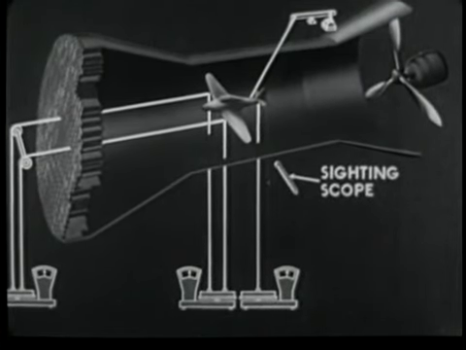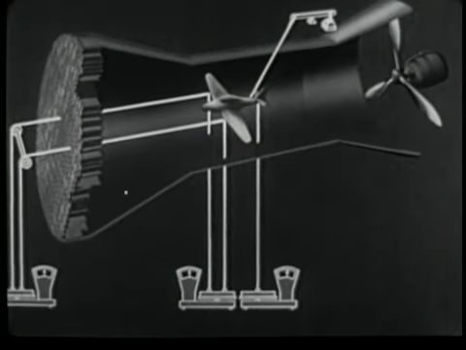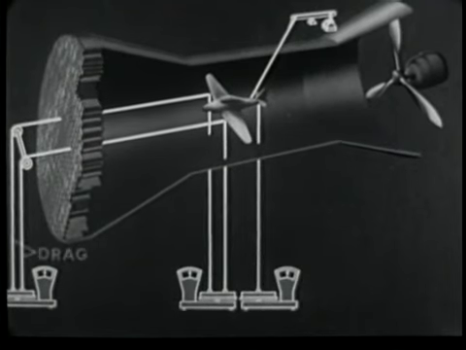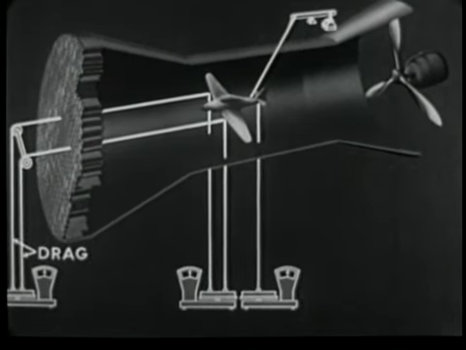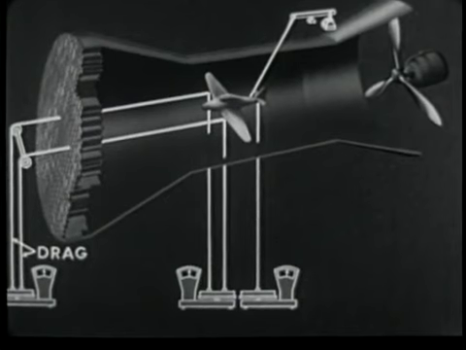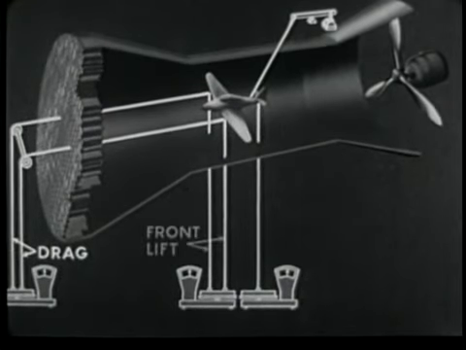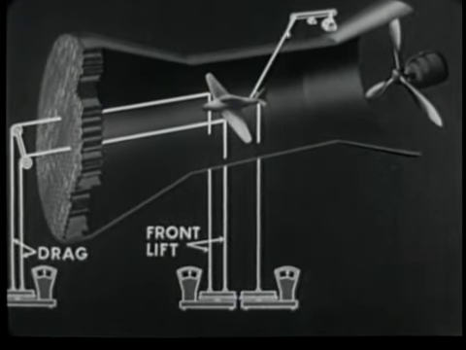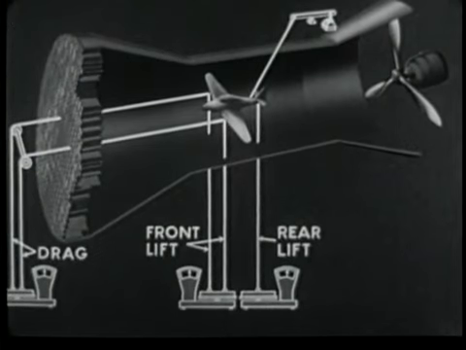The position of the model is observed through sighting scopes. With the air flowing at the desired velocity, drag force is exerted upon these wires. Front lift is measured as the actual lifting force upon these wires, rear lift as the force upon this wire. Total lift is the sum of front and rear lift.